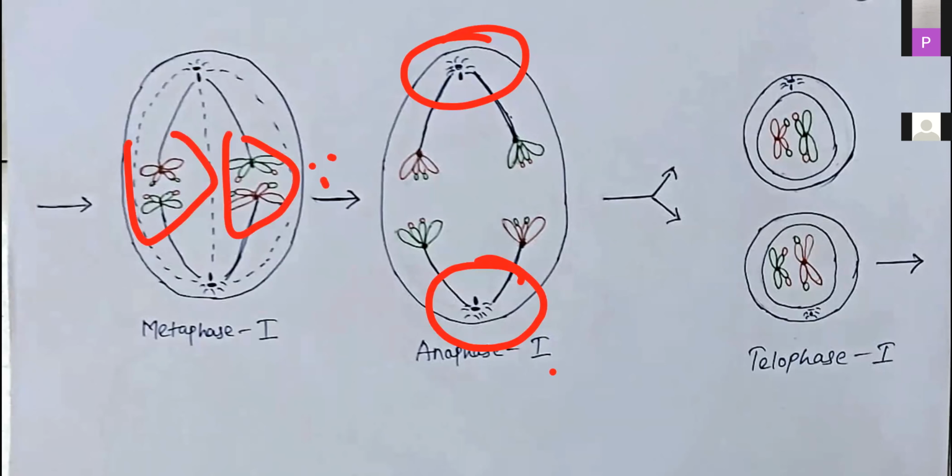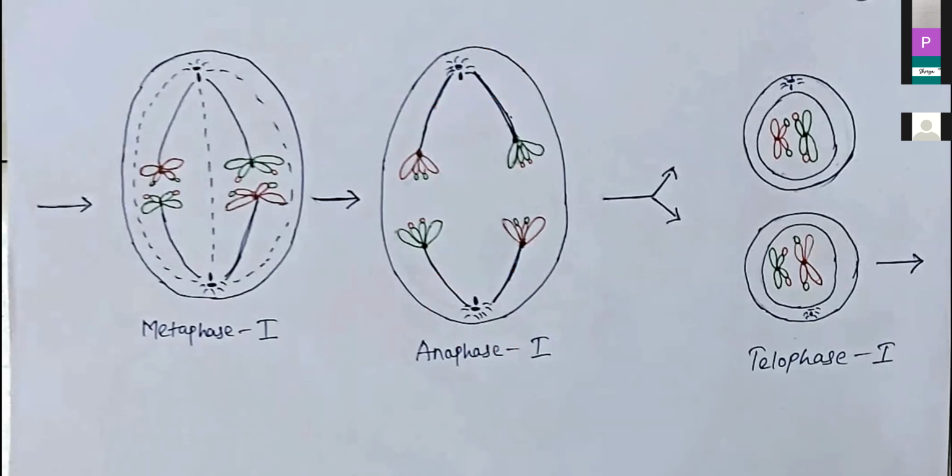1, 2, 3, and 4. Sir, I forgot to write 3 by mistake. Okay, sir. So it should be 23 entire chromosomes here and 23 entire chromosomes at the other end. And as usual in telophase, you know the things very well.